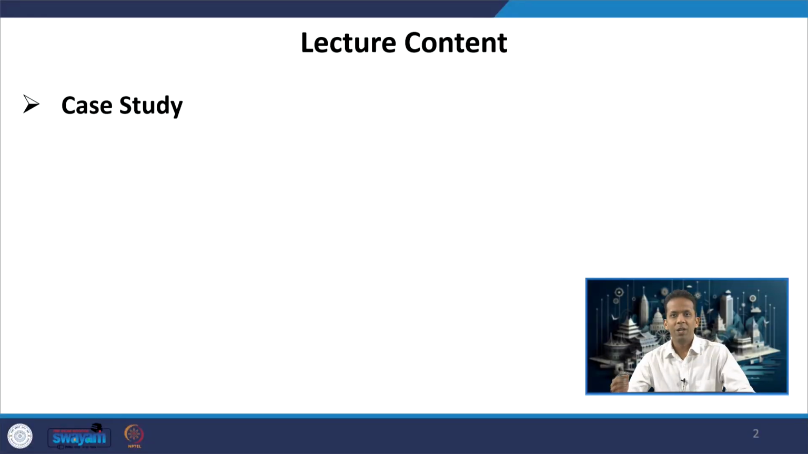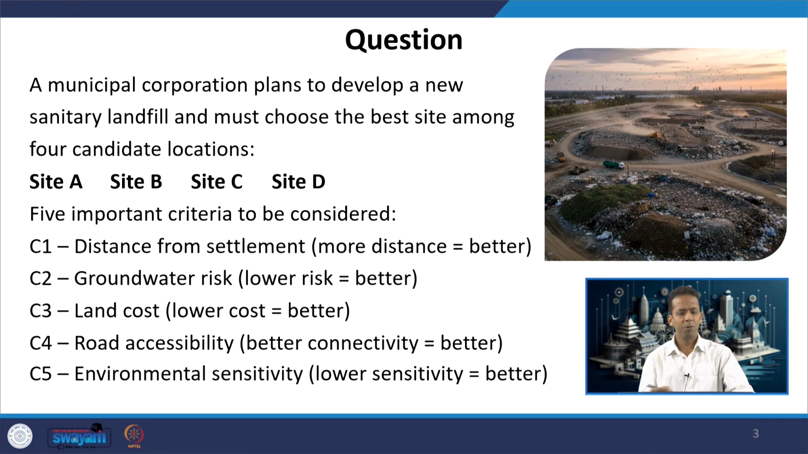Today we will see one case study again showing the application of AHP, so that all the concepts that we studied related to AHP are revised and you get used to solving the numericals based on AHP. So, let us take one case study of a municipal corporation which plans to develop a new sanitary landfill, and they must choose the best site among 4 candidate locations. So, there are 4 sites A, B, C and D, out of which the municipal corporation has to choose one.